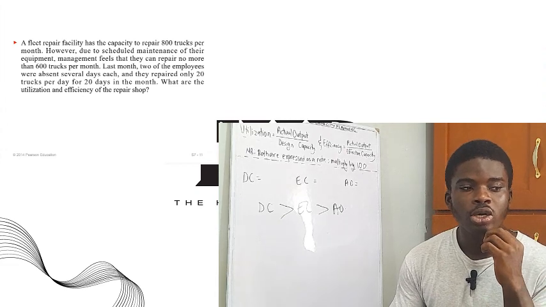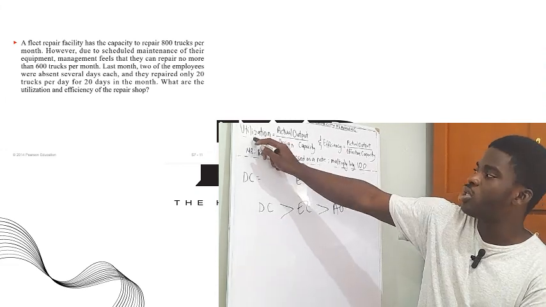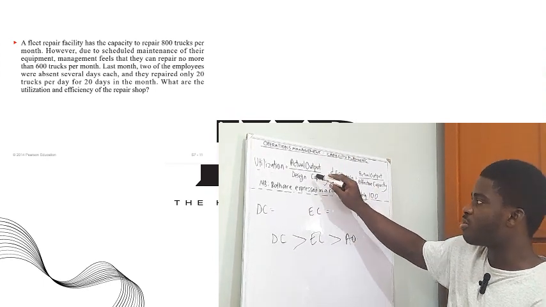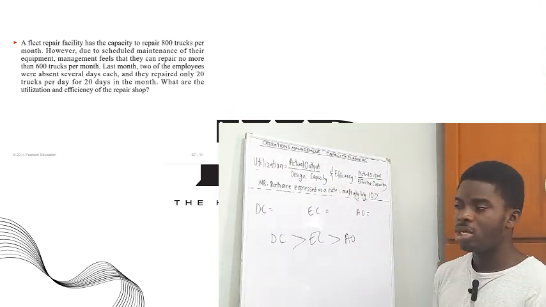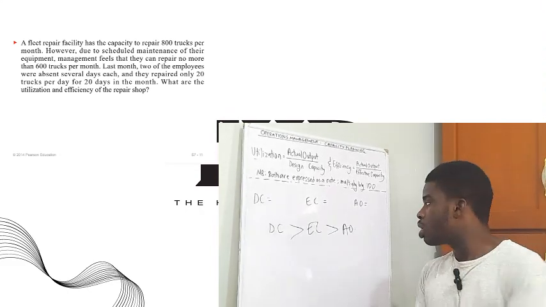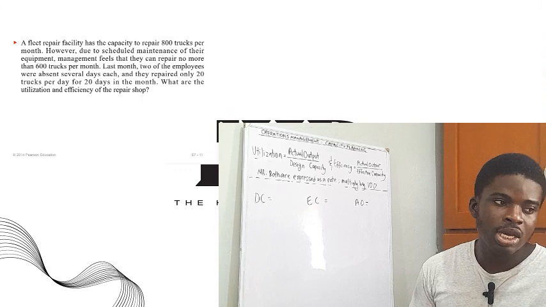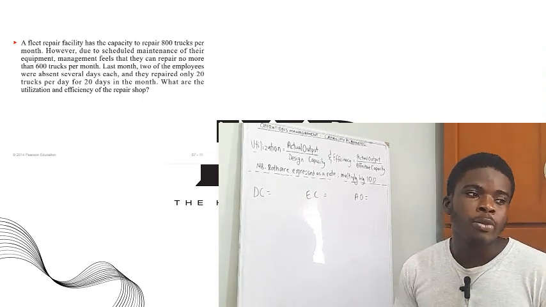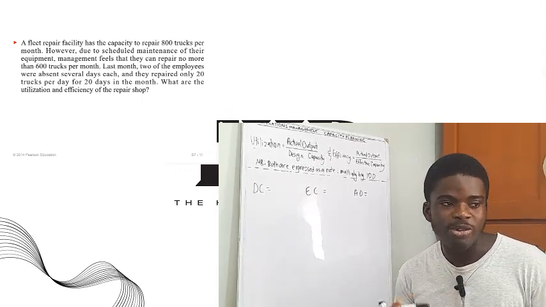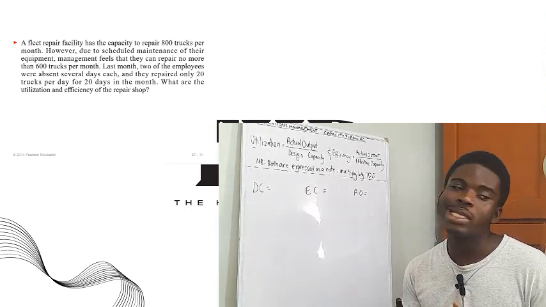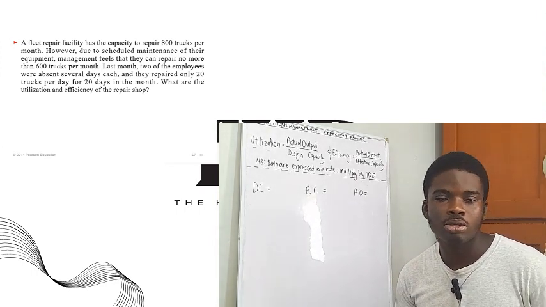So you have to find utilization and efficiency. These are the formulas: utilization is actual output over design capacity, and efficiency is actual output over effective capacity. The trick lies in identifying these correctly. Now, your question tells us that the fleet repair facility has the capacity to repair 800 trucks per month.